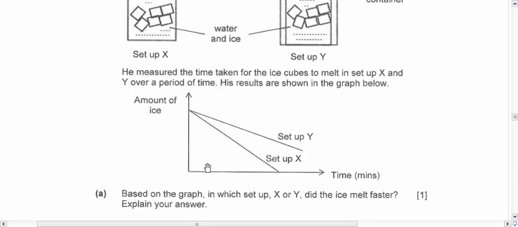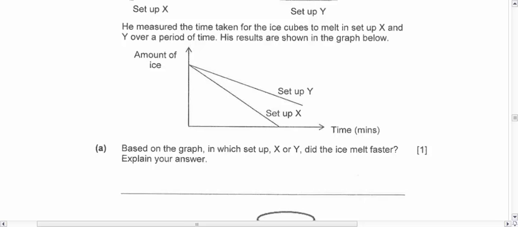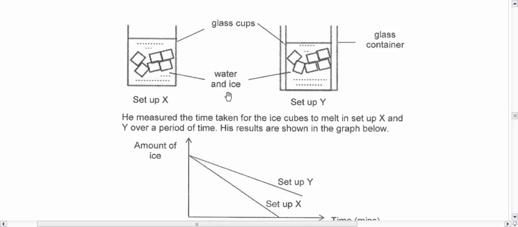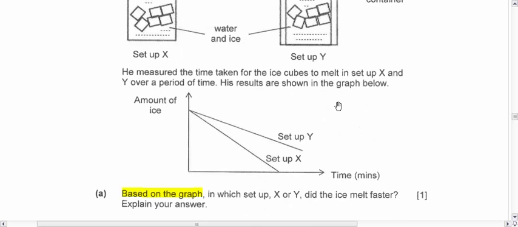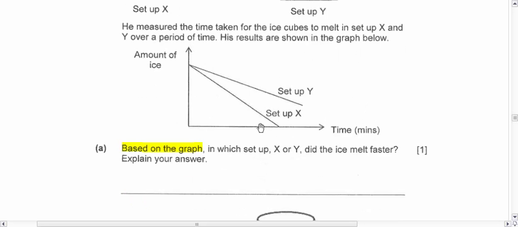So this graph shows the amount of ice versus time. So as time passed, the amount of ice dropped for both. Now, the question is asking you to base your answer on the graph. So you have to only base on this graph alone. Which setup, X or Y, did the ice melt faster? You're supposed to explain your answer. So basically you can ignore this part here, okay, and just look solely on the graph.